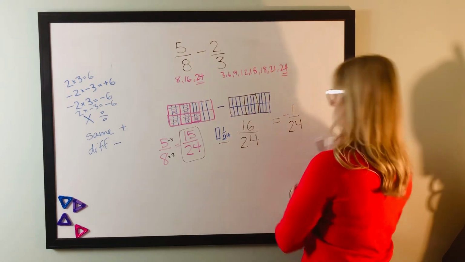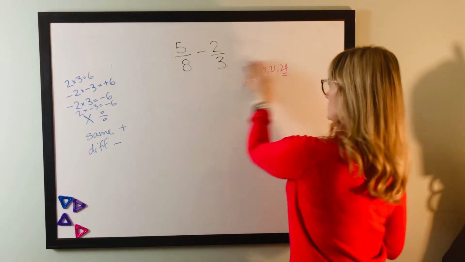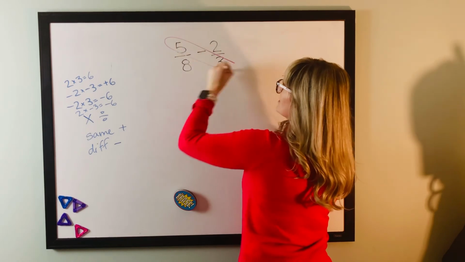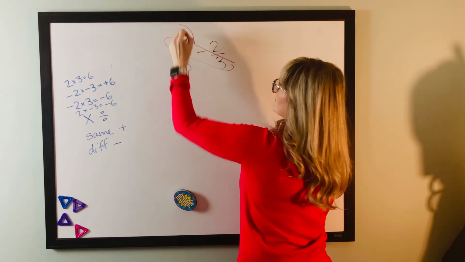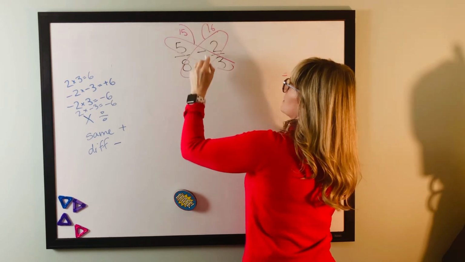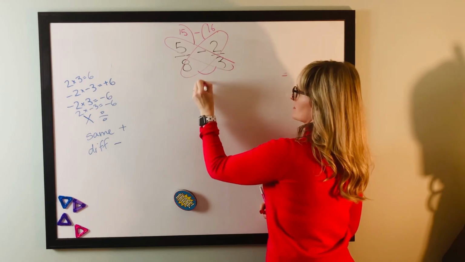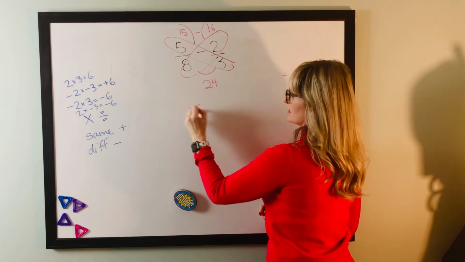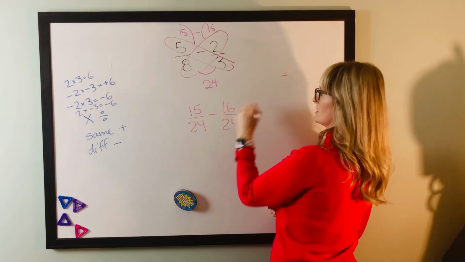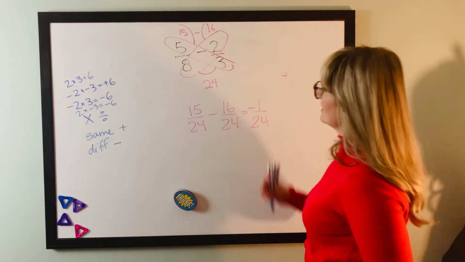Can you do this a different way? Sure. We can use the butterfly method again. We can say 5 times 3 is 15. 2 times 8 is 16. And what's our operation? It's negative. What's the denominator? 8 times 3, which is 24. So it's 15 over 24 minus 16 over 24, which equals 1 over 24, but it's negative because we took away more than we had.